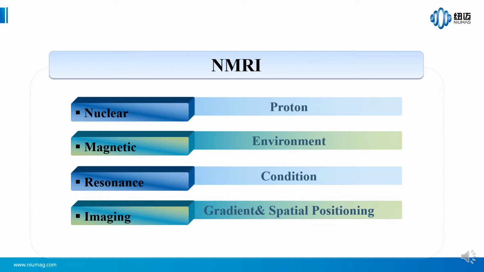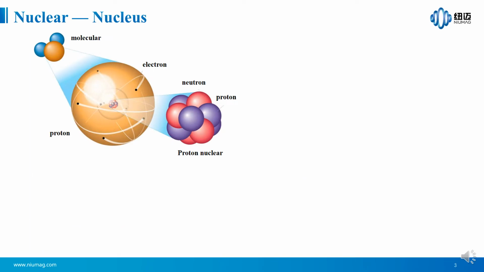Last part is imaging. Magnetic resonance imaging, MRI, asks for a gradient magnetic field. The gradient of the MRI is mainly for spatial positioning. With the spatial orientation and coding, we can get the two-dimensional or three-dimensional MRI. We are not going into details today, and let's talk about it later. We are going to explain these three parts today.